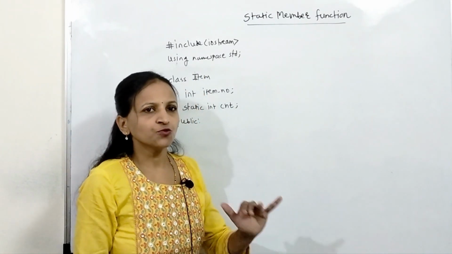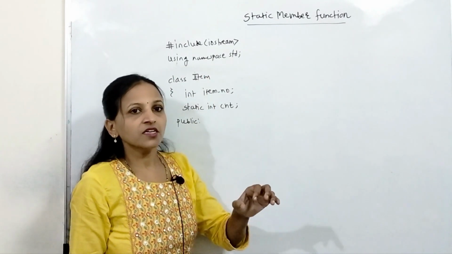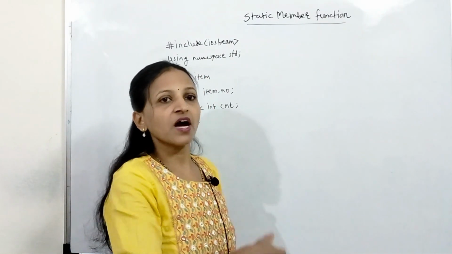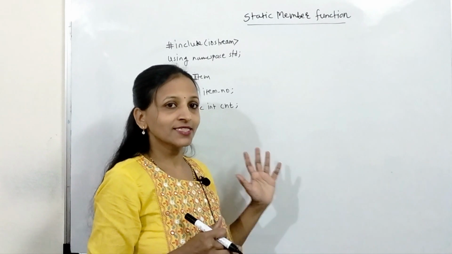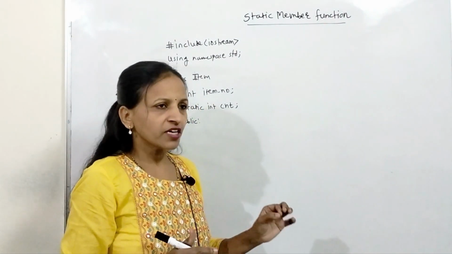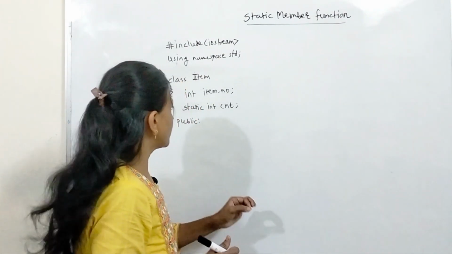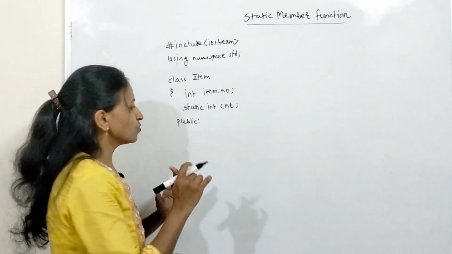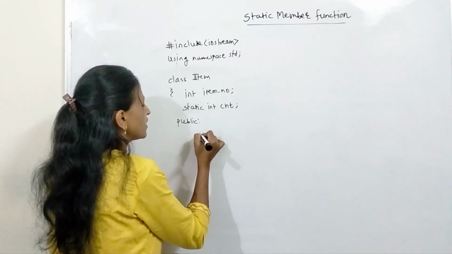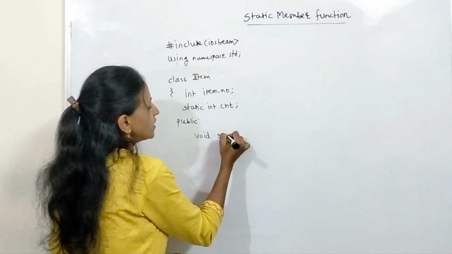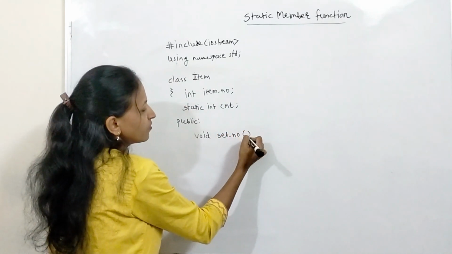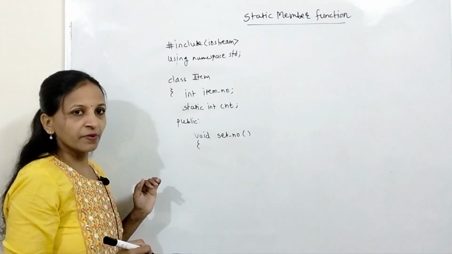The first one is to set item number, but here item number is not passed. Whenever we call that set number method, whatever count that will be assigned directly to that item number. Now how to do that? Let us see. Here we will write void set item number, and we are not passing anything to that member function.